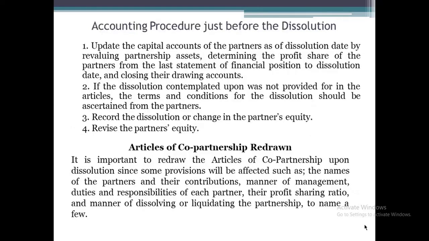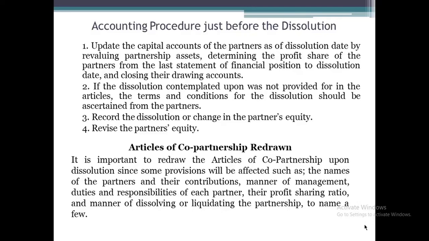So, accounting procedure just before the dissolution. Syempre, bago mag-dissolve, or bago yung i-put an end ng mga partners dun sa partnership, kailangan nila munang, may mga kailangan silang gawin para ma-distribute, diba, yung mga assets nila, yung liabilities, yung mga shares sa net income or loss. Ayan. So, kailangan mo nang i-update yung mga yon, or yun yung mga kailangan gawin before nila i-dissolve ng totally yung partnership.